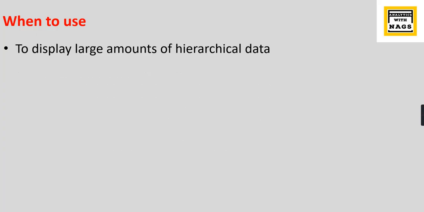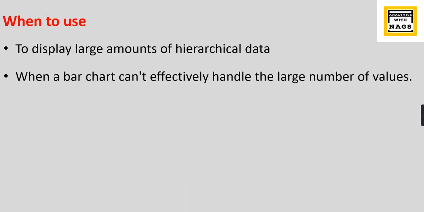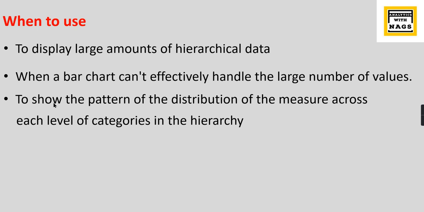So when to use it? Basically, you need to display large amounts of hierarchical data which is not effectively shown in the bar chart. Using a bar chart, you are able to display different hierarchical data and you can drill down, right? But when the bar chart is not effective for your hierarchical data, then you can go for it. And to show the pattern of distribution of the measure across each level of categories in the hierarchy.